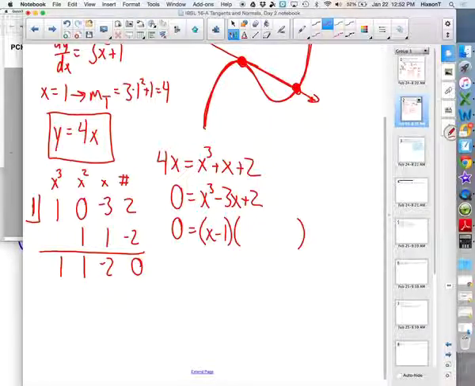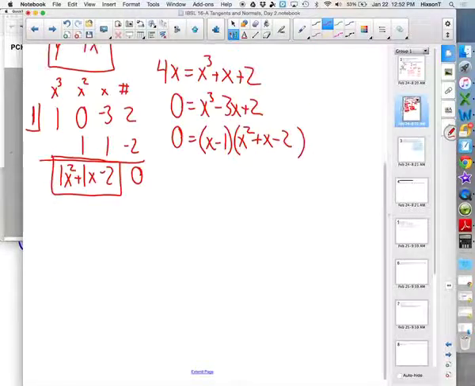But the key here is that since I divided it, this used to be an x cubed; this is now the x squareds, and the x's, and then the constants. So I now know that x cubed minus 3x plus 2 divided by x minus 1 gives me my other set of parentheses. And that's a quadratic, which you can solve by either factoring or by using the quadratic formula. I think factoring is easier. You have x minus 1, and this is going to be an x plus 2 and an x minus 1.